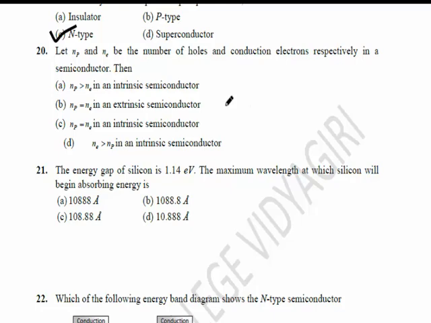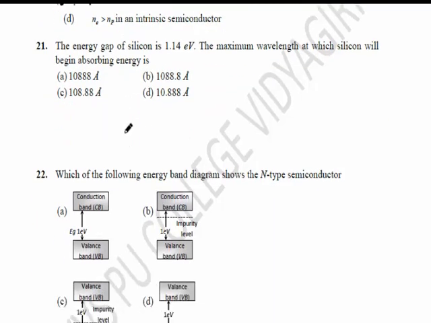Next, 20th question. Let Np and Ne be the number of holes and conduction electrons respectively in a semiconductor. Np means number of holes, Ne means number of electrons. Which of the following statements is correct? Np is greater than Ne for intrinsic, not possible because they are equal. Np is equal to Ne for extrinsic, that is also not possible. Np is equal to Ne is for an intrinsic semiconductor, so it is the correct option. So the 20th correct option is C. We have to look at option D whether it is correct or wrong. Ne is greater than Np for intrinsic, that is also not possible. So the correct option is Np equal to Ne.